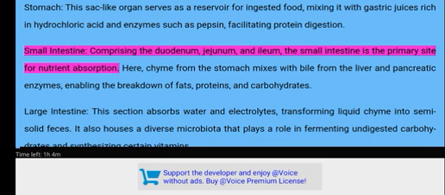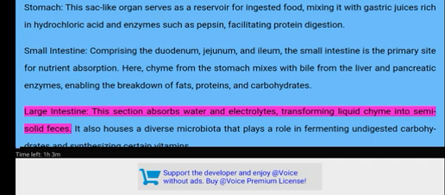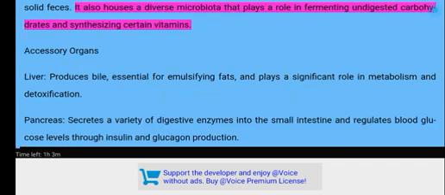Small intestine, comprising the duodenum, jejunum, and ileum. The small intestine is the primary site for nutrient absorption. Here, chyme from the stomach mixes with bile from the liver and pancreatic enzymes, enabling the breakdown of fats, proteins, and carbohydrates. Large intestine. This section absorbs water and electrolytes, transforming liquid chyme into semi-solid feces. It also houses a diverse microbiota that plays a role in fermenting undigested carbohydrates and synthesizing certain vitamins.